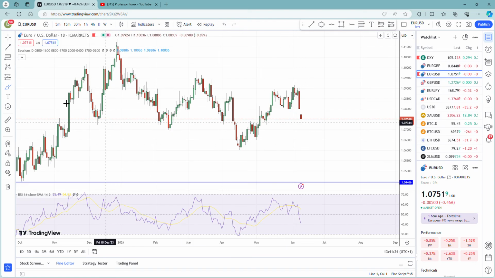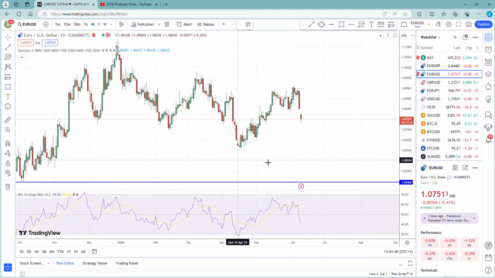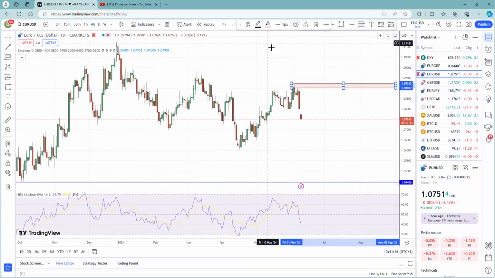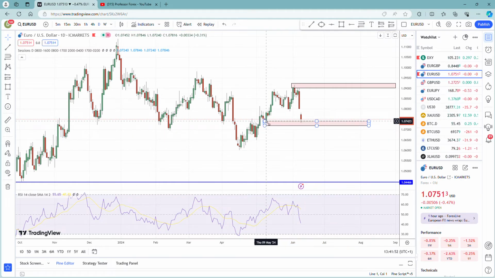You then go into the daily time frame and you want to repeat the process. You just want to mark your support and resistance levels by using this rectangle tool here. So I can clearly see that is the most recent resistance level, and now we need to mark a support level. So you could say there's a support level here. That is the most recent high low.